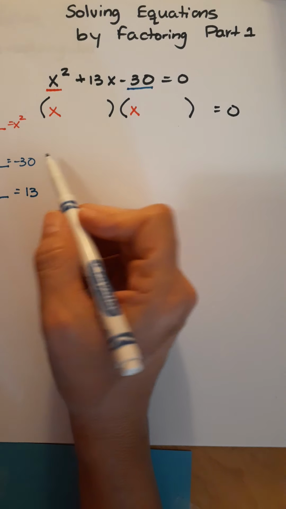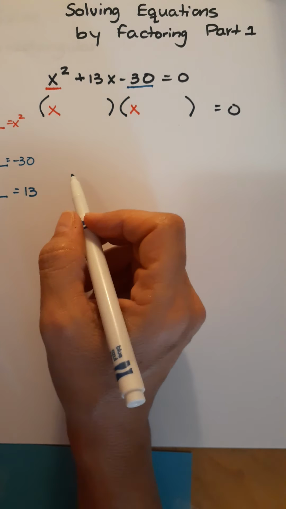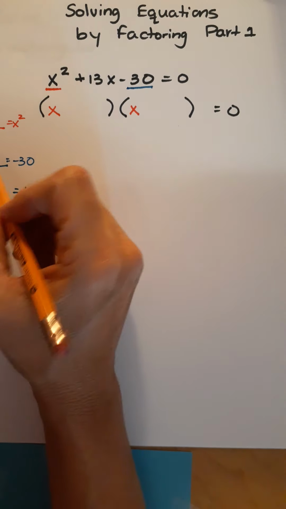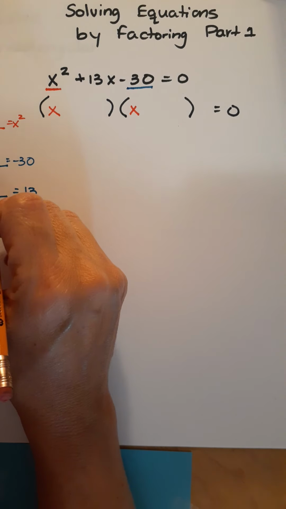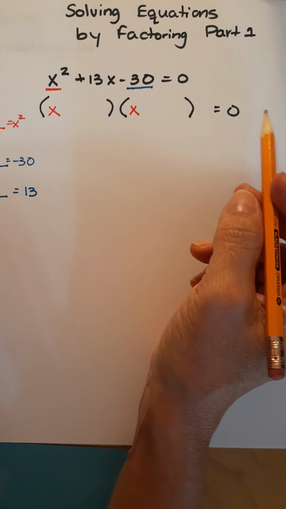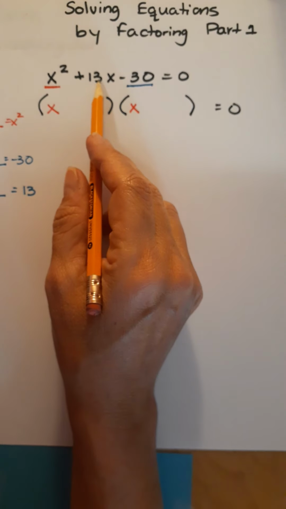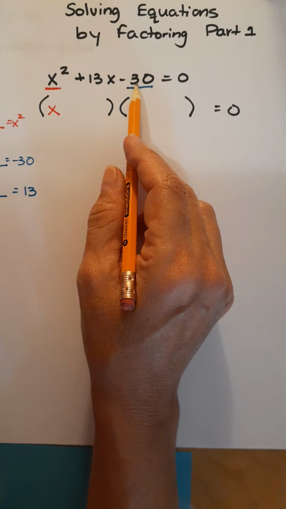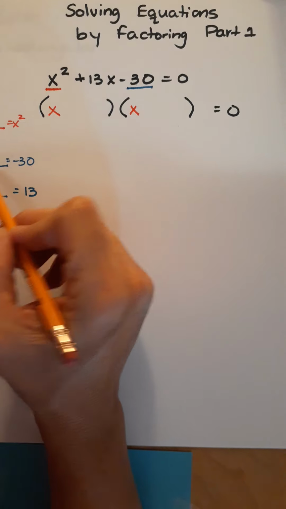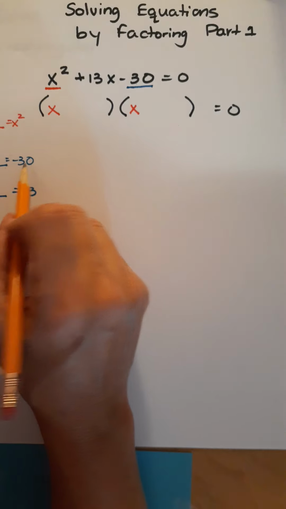Now, for negative 30, the first thing that comes to mind is 10 times 3, right? If we add them up, 10 plus 3, we get 13. But when we multiply 10 times 3, we don't get negative 30. We get positive 30, and we need to get negative 30. So we're going to have to try something else, right? And you have to keep in mind that this is a positive 13, and that's a negative. When you multiply two numbers and the answer is a negative number, one has to be positive and one has to be negative. So we're going to have to think of something.